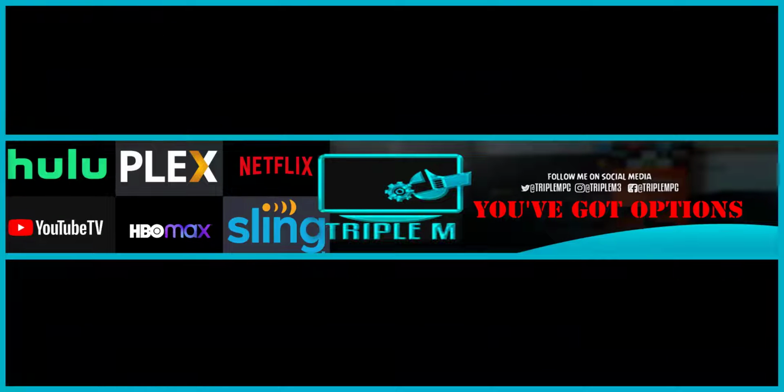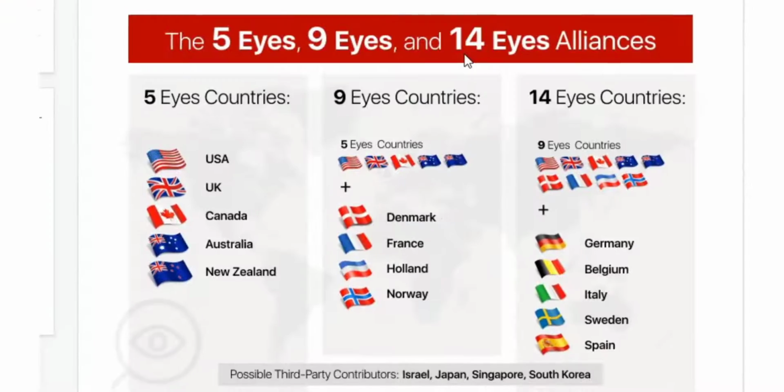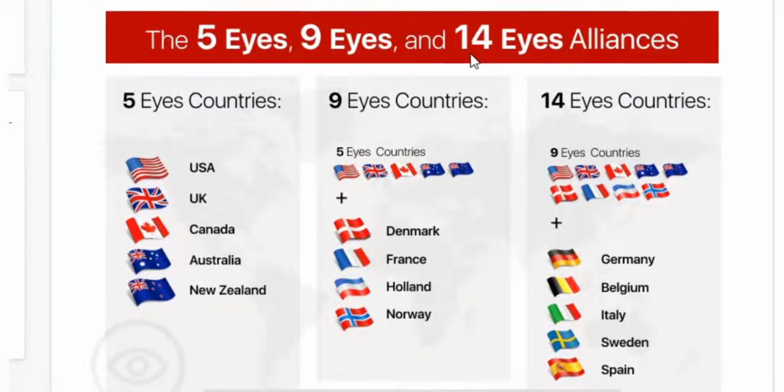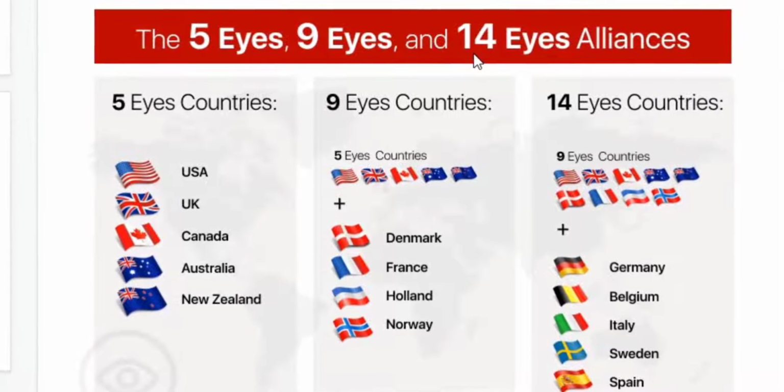Triple M here. Today I wanted to do a quick video just addressing a question that came up recently, and this is something I touched on in some of my previous videos, but this time I wanted to really do a dedicated video, fully explain what this is all about. So of course this is about VPN, but specifically about the 5 eyes, the 9 eyes, and the 14 eyes.